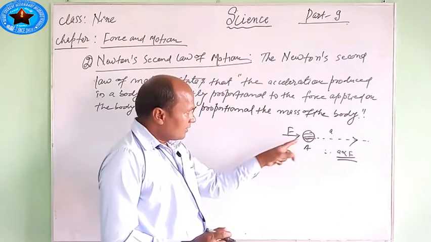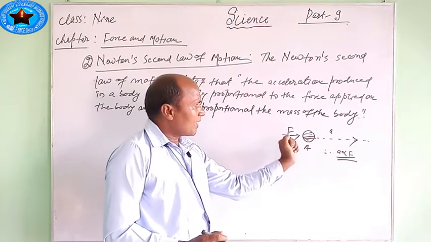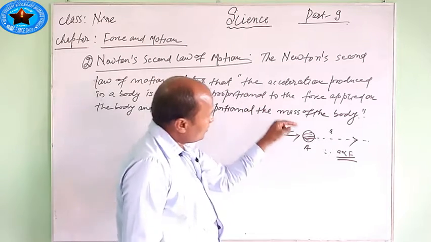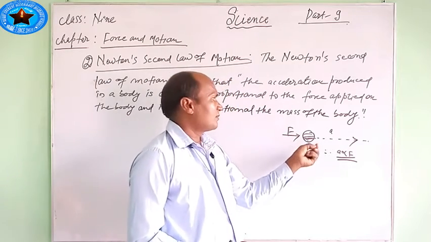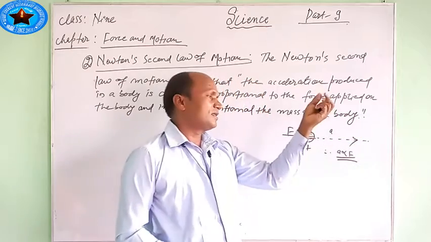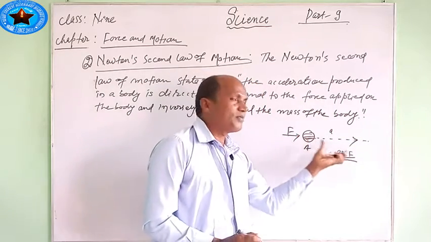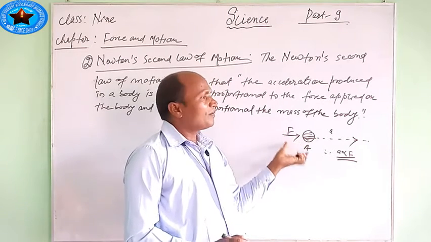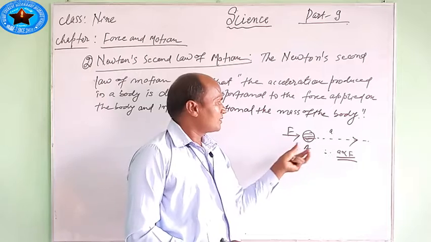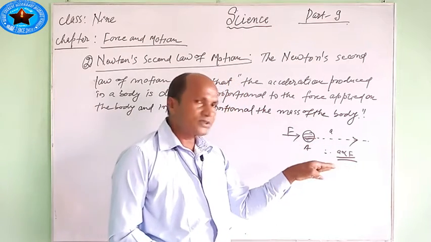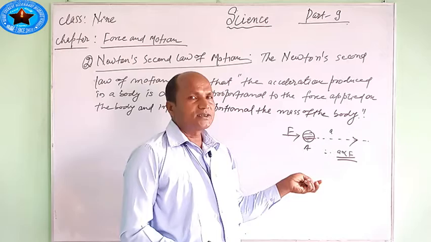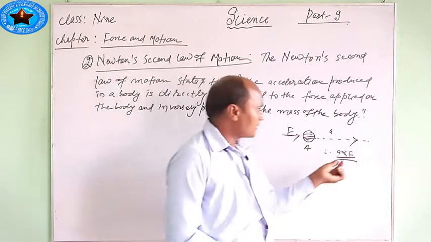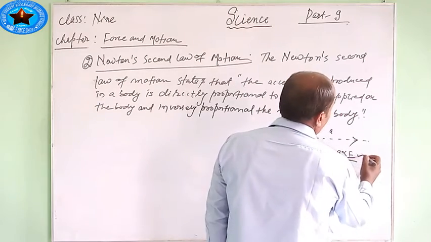Again listen to this. Here is one body. If force is applied on this body, it accelerates. If the amount of force acting on the body increases, acceleration also increases, meaning the body moves faster. Why? Due to the increase in the applied force. If the applied force decreases, the body accelerates less. In this way, we can say that the acceleration produced in a moving body is directly proportional to the force applied.